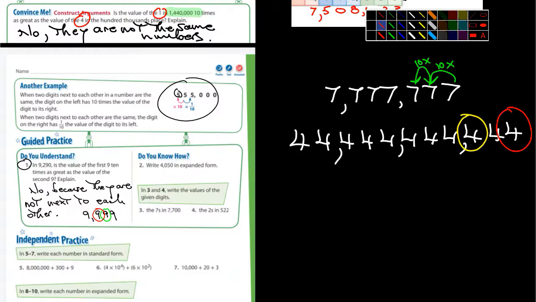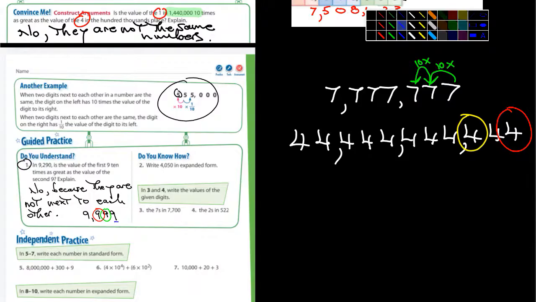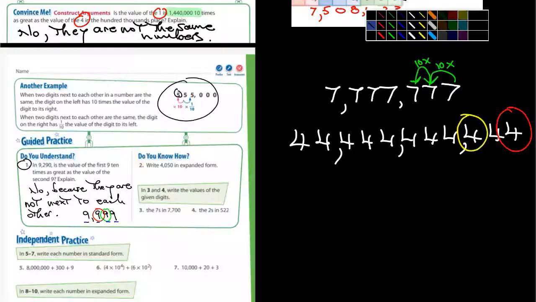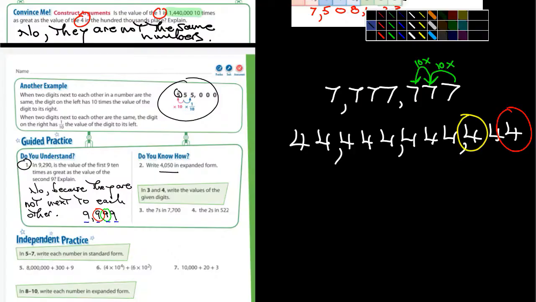All right, number 3, I'm looking at the 7s in 7,700. It says write the values of the given digits. So the values of the given digits are going to be 7,000 plus 700. I think that's what they're looking for. That's the answer I'm putting down. And then the value of the given digits, the 2s, is going to be 20 plus 2.